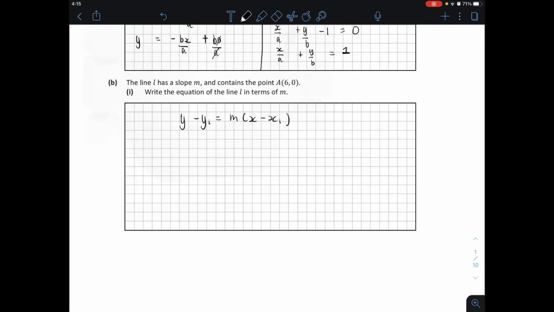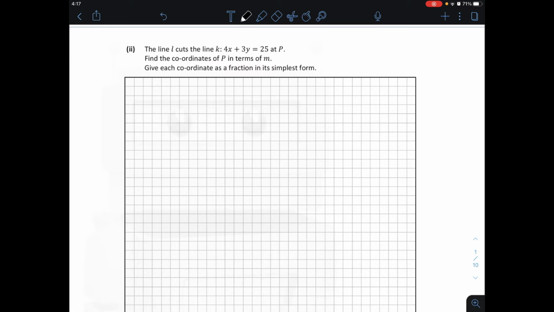Okay, so we want the equation of the line in terms of m. So our slope is m and our point is (6, 0), so I'm going to call this x1, y1. And from here, I'm just going to substitute these points into the equation, which leaves me with y minus 0 is equal to m times (x minus 6). And expanding this gives me y equals m times x, which gives me mx. m times minus 6 gives me minus 6m.